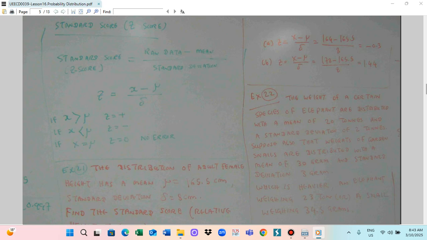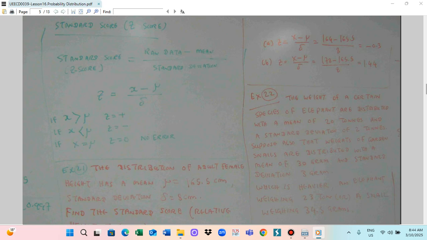So Z is equal to the raw data, x, minus the mean, mu, divided by the standard deviation, delta. This is the Z score. If x is greater than mu, Z will be positive. If x is less than mu, Z will be negative. If x is equal to mu, Z becomes 0, and in this case there will be no error. So those are the equations to calculate the standard score.